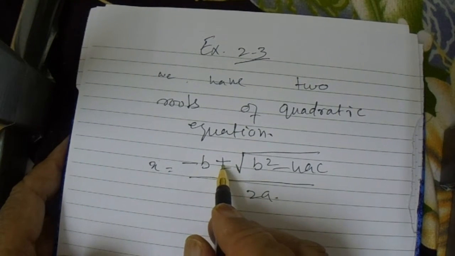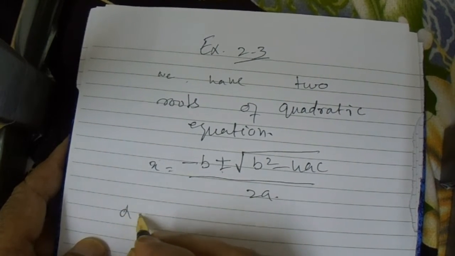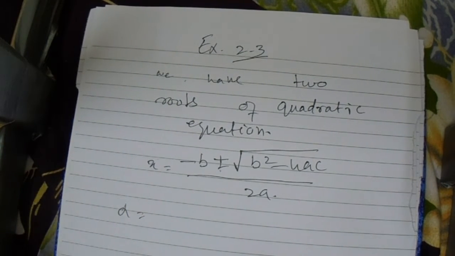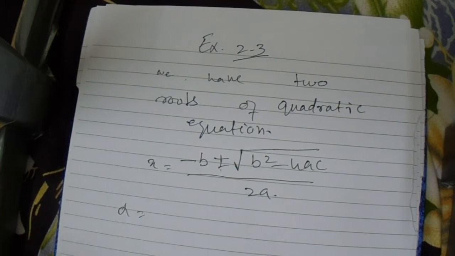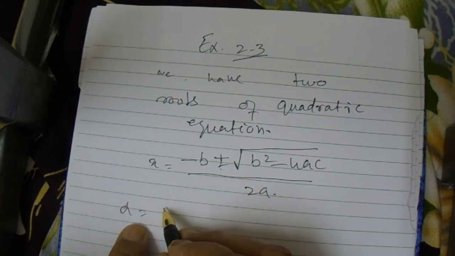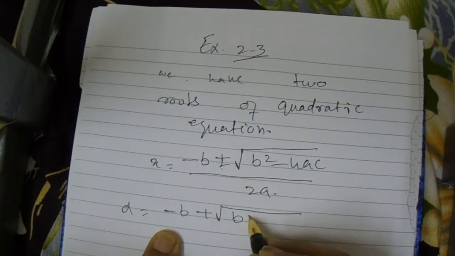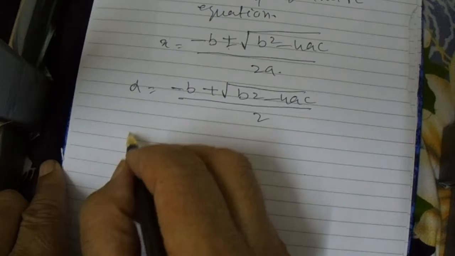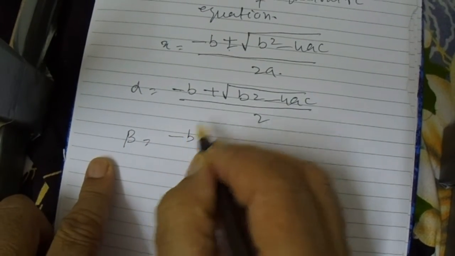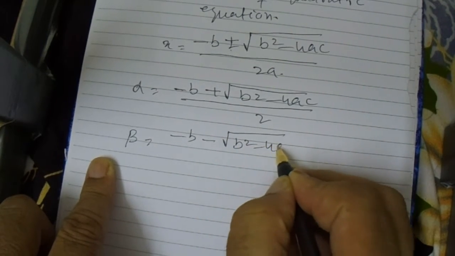Now we write this plus minus separately, plus and minus. We write alpha is equal to, this we name alpha. Alpha is the first root of this quadratic equation. Now write here alpha is equal to minus b plus under root b square minus 4ac over 2a. Now beta is equal to minus b, we have taken plus, now we write here minus, under root b square minus 4ac over 2a.